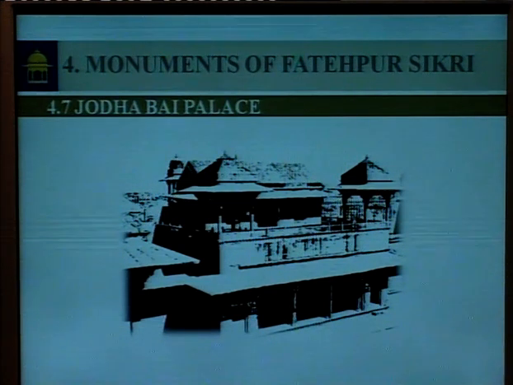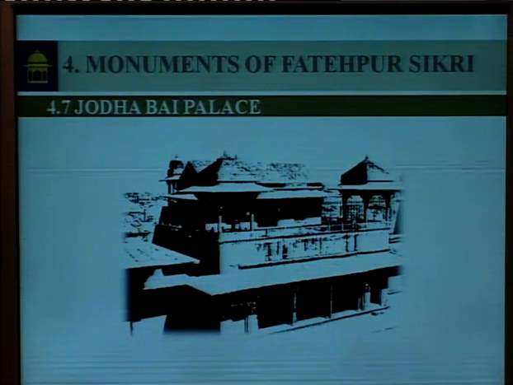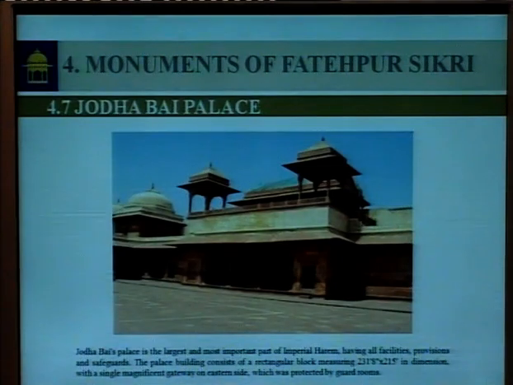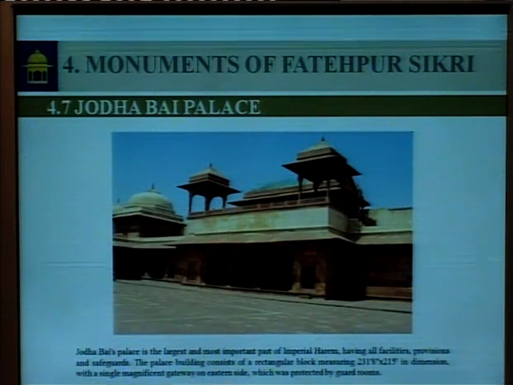Jodhabai, as you know, was one of his beloved queens. Akbar had a huge harem. It is said that he had 350 wives. But Jodhabai was a Hindu queen whom he married, and who became his favorite queen. So there is a complete house which is dedicated to Jodhabai in this Fatehpur Sikri complex. This is a view of the house. We call it a palace, whatever.